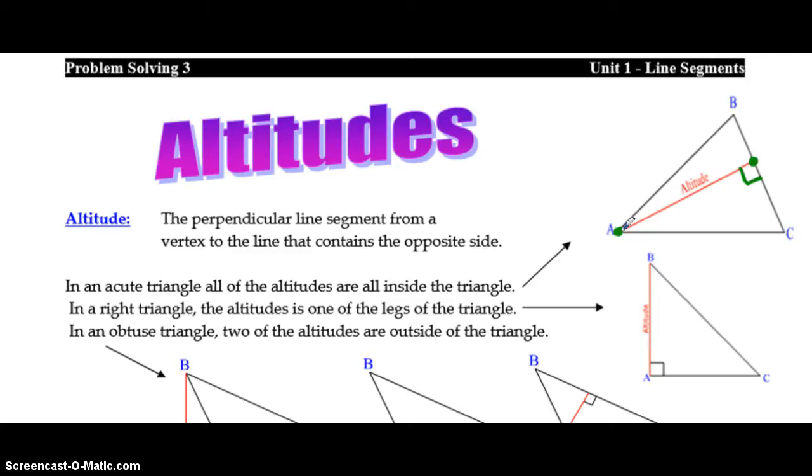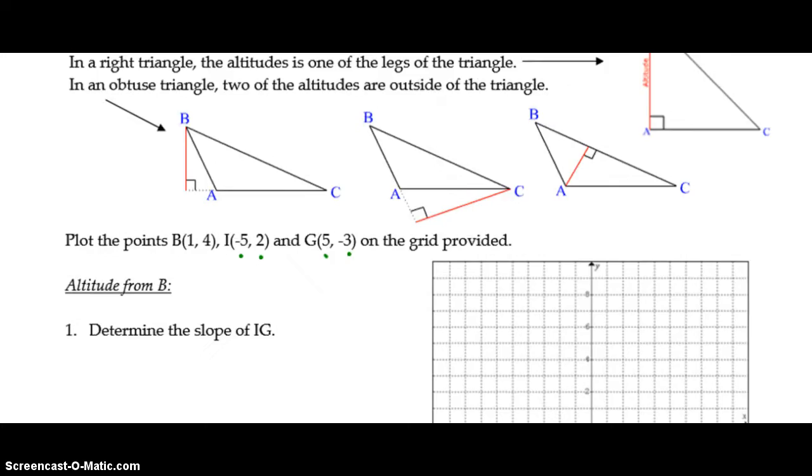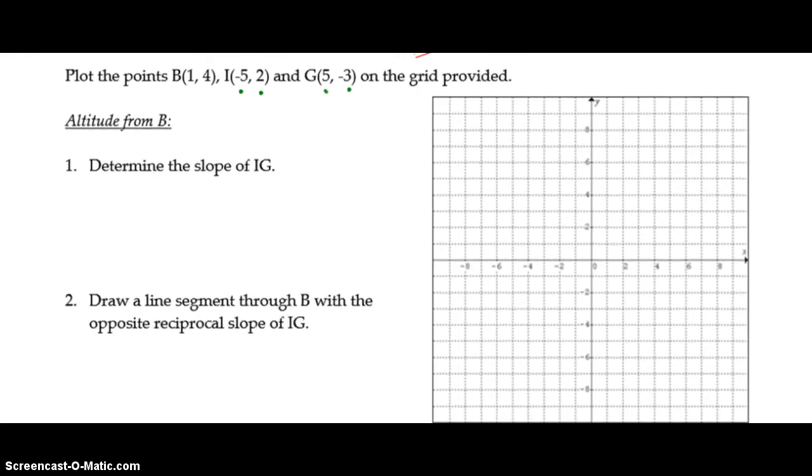Depending on what type of triangle it is, your altitude may be inside the triangle, like this acute triangle. It may be on one of the sides of the triangle, like this right triangle, and it may be outside the triangle, like in this obtuse triangle, or this one. So we're going to determine how to find the equation of the altitude in this triangle here.